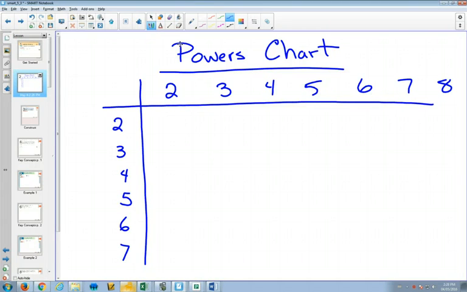What is 2 squared? 4. What's 2 cubed? 8. 2 to the 4? 16. Do you see they're just doubling? The powers of 2 are really easy. And because they're really easy, you get lots of questions with the powers of 2.